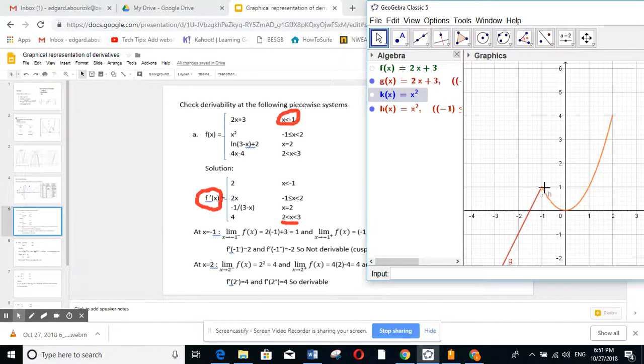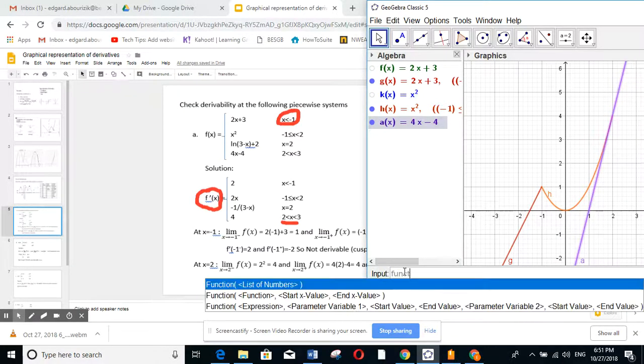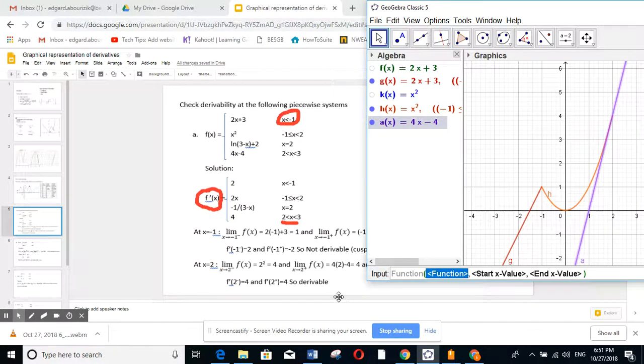As you can see here, I have a cusp, continuous. The limit exists and it's continuous but not derivable. Let me do the last one. Let me omit equal to 2. I don't need it because it's already continuous. I have a of x, not capital, a of x equal 4x minus 4. I want this function between 2 and 3.